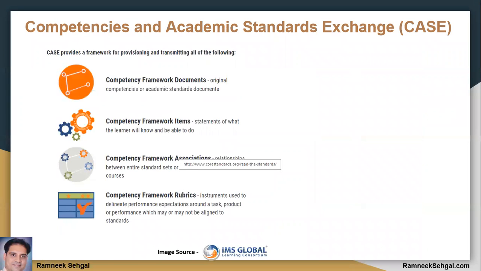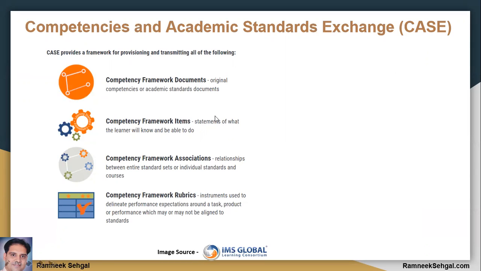Now let's get back to case. So what is competency and academic standard exchange? So basically, we just saw that Common Core standard, as an example, they provided a standard in a PDF format, which is a human readable format, but it is not good for exchange between systems because it is not a computer friendly format. So for that, IMS has developed a standard, basically a technical specification, for how to exchange these kinds of standards.